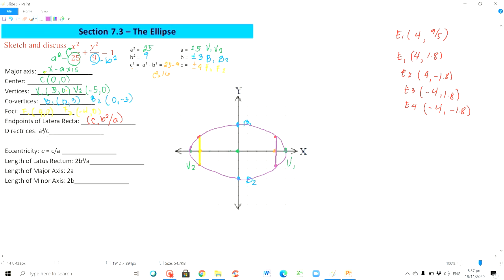Now, for the directrix, it's a squared over c. So, what is our a squared? That's 25 over 4. Or, 25 over 4 is 6.25. So, ano tong 6.25 na yan? Balikan mo ulit yung major axis mo. Ang major axis mo is x-axis. So, ibig sabihin, x-axis din po to. X is equal to positive 6.25 and x is equal to negative 6.25.